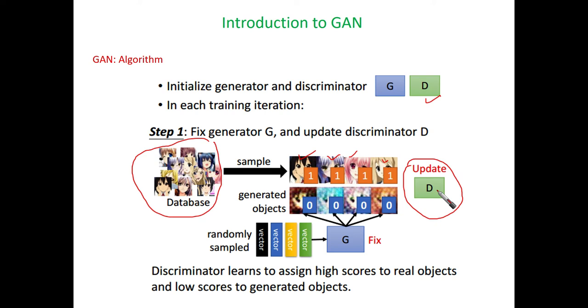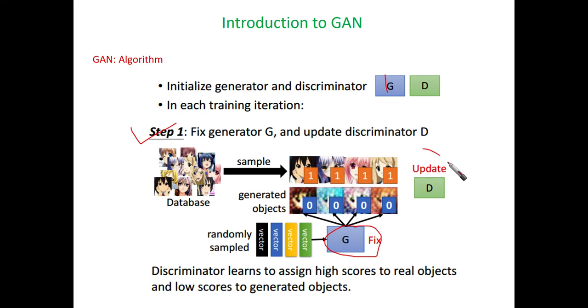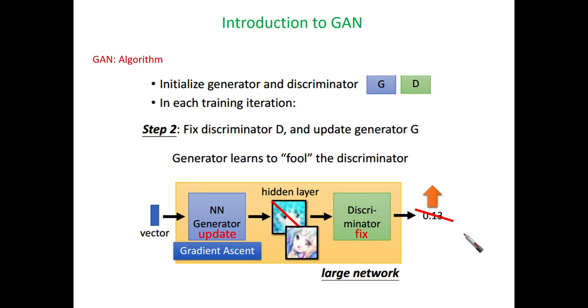Or we can say the discriminator learns to assign a high score to real images and a low score to generated images. And learning means updating its weight matrix. So this is step one. In step one, the generator is fixed, that means the initialization stays as it is, and the discriminator updates its weight parameters. And then we go to step two.